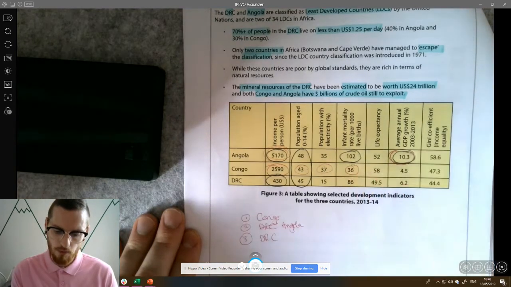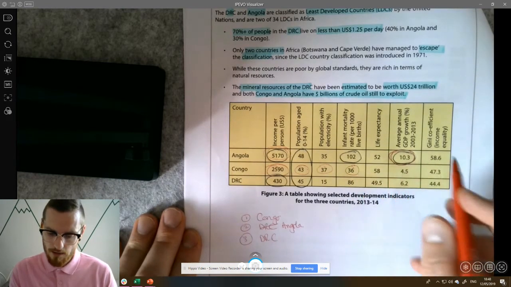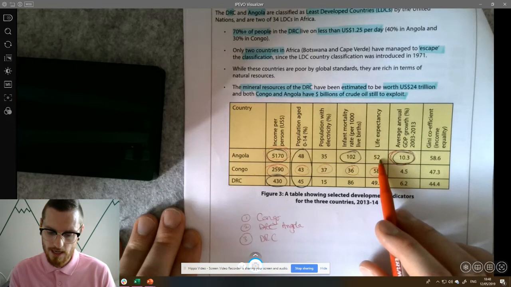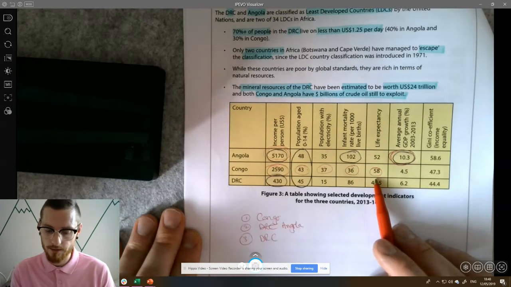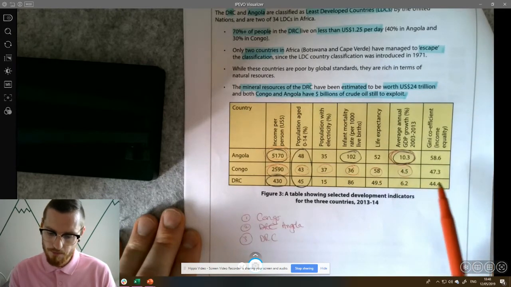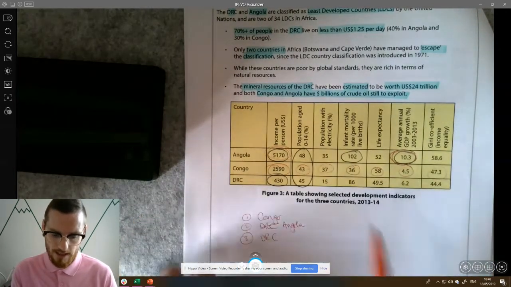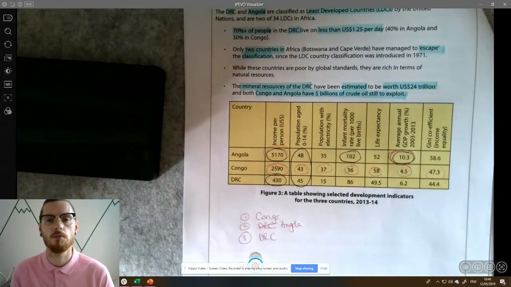It's got the lowest infant mortality rate per 1,000 live births, which is telling me it's invested in its healthcare infrastructure. Its life expectancy is also the highest here, 58, 6 years on average more than Angola, much higher than DRC. That's really important in showing how developed the country is. 6 years is a big deal. Its annual growth is not as large, and its Gini coefficient is in the middle here. There's enough data here for me to suggest that Congo is the most developed in terms of its trend.